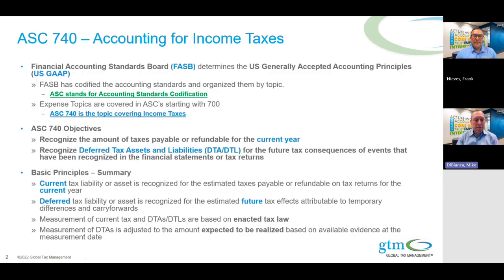And two other points noted is the measurement of current tax and DTAs and DTLs are based on the enacted tax law at the current point when you're measuring your deferred tax assets or liabilities, and also the requirement of DTAs to be adjusted for the amount that is expected to be realized based on available evidence at the measurement date. And please check out our other shorts describing deferred tax assets and deferred tax liabilities in a little more detail.